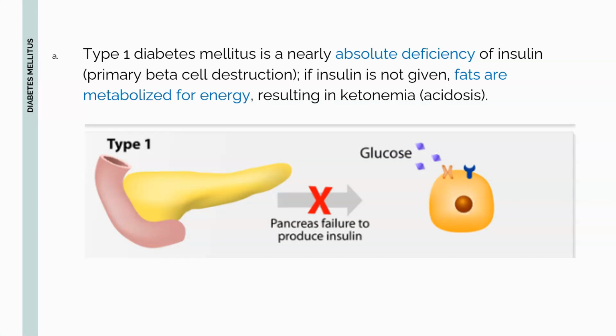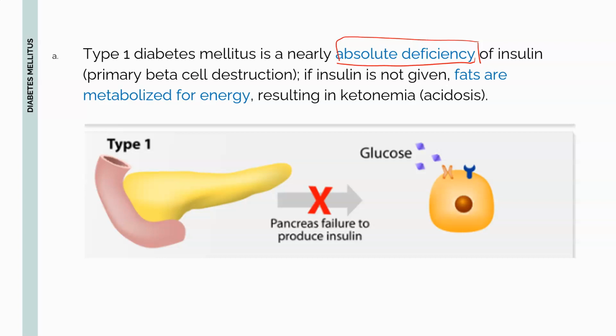So, type 1. Ano bang difference ng type 1 at type 2? Type 1 diabetes mellitus is nearly absolute deficiency. Okay, let me put a box on that one. Absolute deficiency of your insulin, specifically that your primary beta cell is actually destroyed. So, without your beta cells, or if there is destruction of most of your beta cells, then therefore, there is no production of your insulin. And no production of your insulin would mean na hindi makakapasok yung sugar doon sa cells natin.